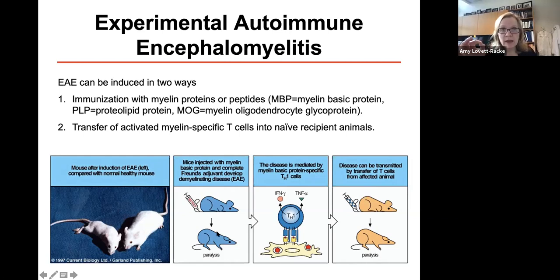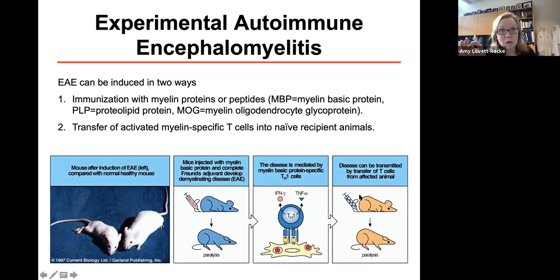And if you look at the inflammatory lesion, it looks very similar to the lesions that are seen in MS patients. The other thing we know is that if you take the draining lymph nodes from these mice where the T cells have been activated, you can culture those T cells with the myelin protein and take just the CD4 T cells and transfer them back into a mouse. And that mouse will get the same exact EAE disease.